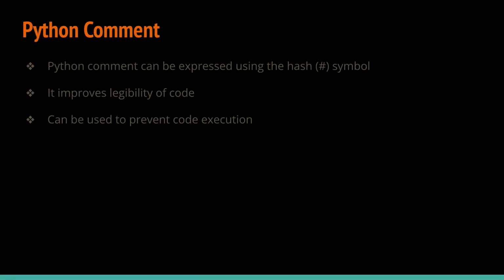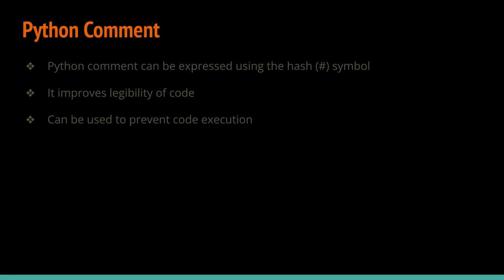Now let's talk about Python comments. A Python comment is basically free text which describes what a section of our code is doing. In Python, a comment can be expressed using the hash symbol. This means that anywhere we want to have a comment, we have to prefix the text with the hash symbol. Comments are very useful in Python as they make our code more readable and it's easy for anybody going through our code to quickly understand it.